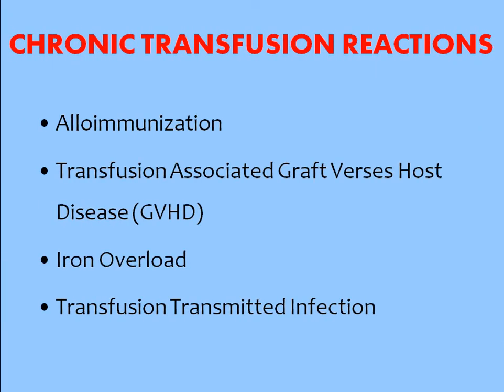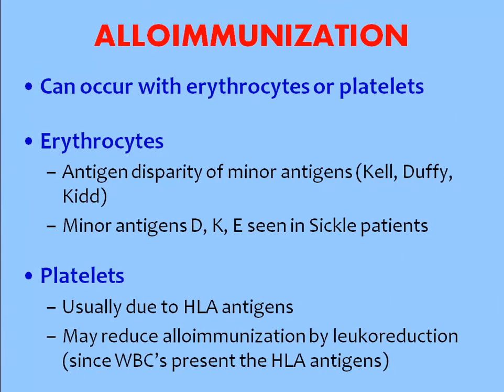Then your chronic transfusion reactions. First comes alloimmunization, then graft versus host disease, iron overload, and transfusion transmitted infections. Alloimmunization will occur with platelets or erythrocytes. Antigen disparity of minor antigens like Kell antigens, Duffy antigens, Kidd antigens that are seen in rare blood groups are the most common causes for this.